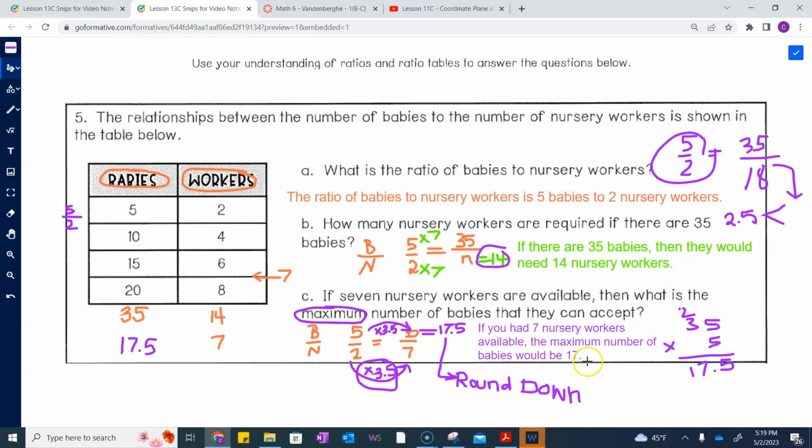I need to make sure the nursery and the babies are safe. So they have a ratio of 5 to 2, and I have to stick with that, or I have to make sure that I have fewer babies because I want everybody to be safe. I want there to be enough adults to help take care of all these babies. So instead of rounding up, you need to know in that scenario you would round down. 17 babies is the maximum number of babies they can accept if they have a total of 7 nursery workers.